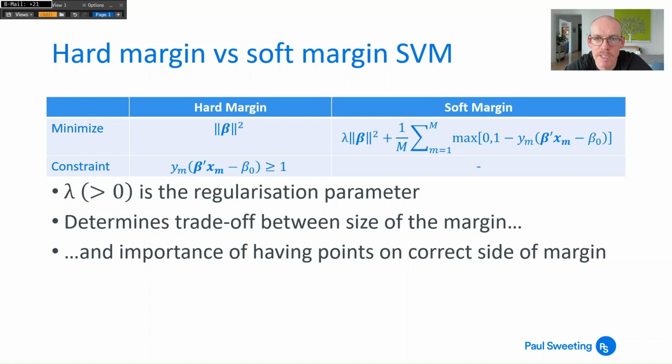Now, that parameter in the second one, the soft margin, lambda, that's called a regularization parameter, and it determines the trade-off between the size of the margin and the importance of having points on the correct side of the margin.